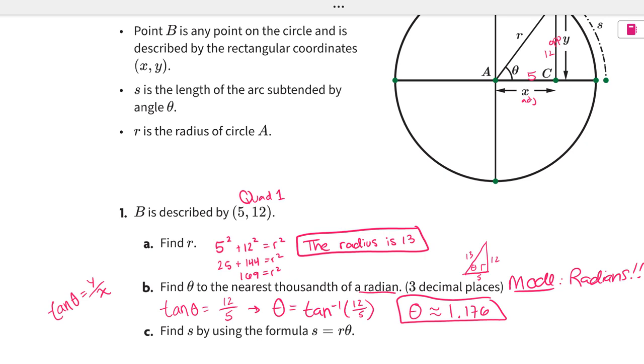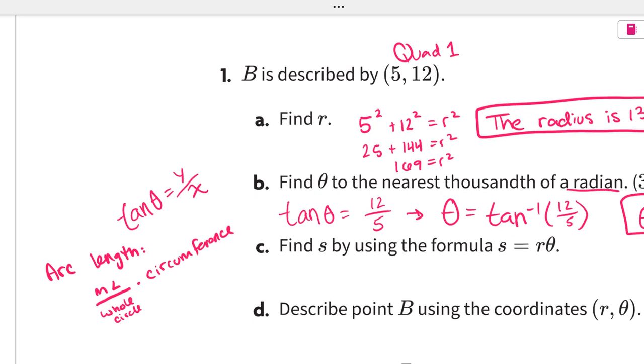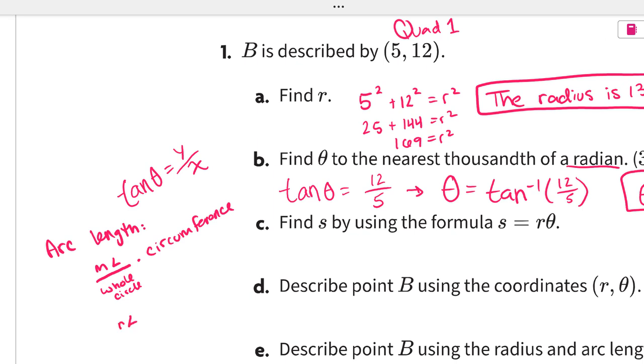S, using the formula r times theta. So remember, arc length, just to sort of backtrack where that formula is coming from. Arc length is sort of the measure of our angle out of a whole circle times circumference. Well, when we're in radians, it's the measure of our angle over 2 pi. That's how many radians are in a full circle, times 2 pi times the radius. So those 2 pi's end up reducing away. That's why it's just our angle times the radius.